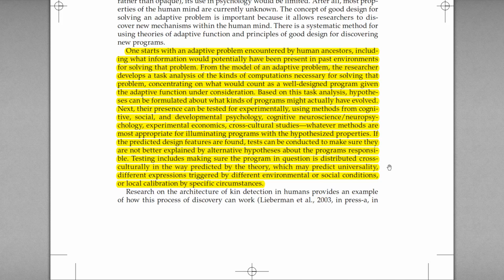So we predict a certain instinct in a human being because we think this instinct could be universal. We think it can be found in all cultural settings, and we think it could have been found 10,000 years ago, 100 years ago, 100,000 years ago. Then we test it by using methods from cognitive psychology, social psychology, developmental psychology, cognitive neuroscience, neuropsychology, experimental economics, cross-cultural studies, and all these different methods to see if our prediction is true or not.